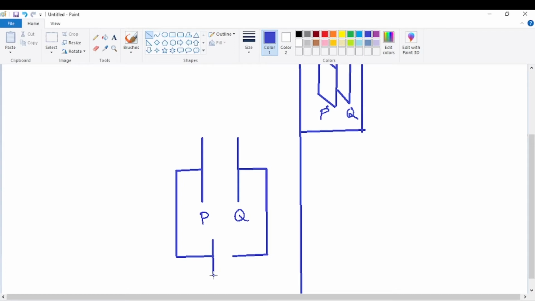So this is the simple diagram of the battery or a cell. This is the positive terminal of the cell. This is the regular way in which a cell or a battery is represented. This is the positive terminal. This is the negative terminal.